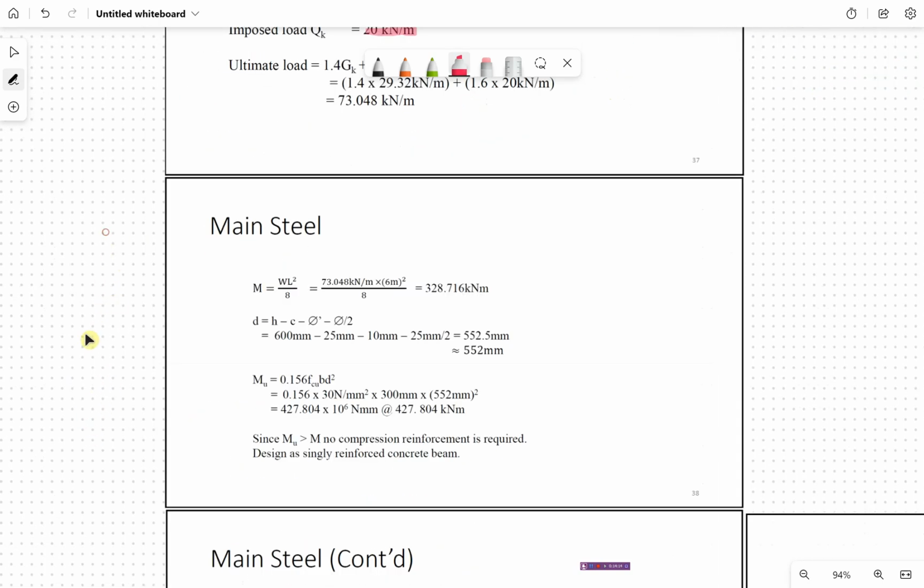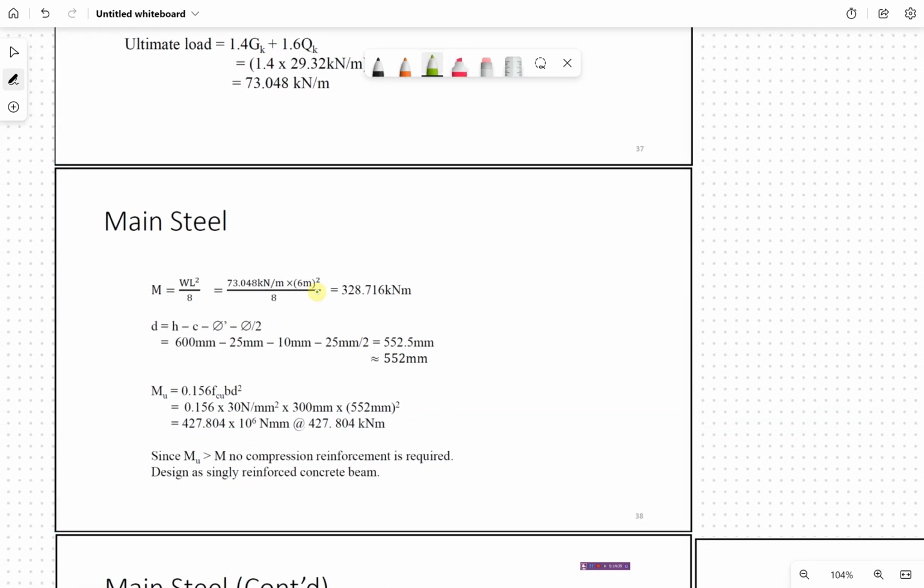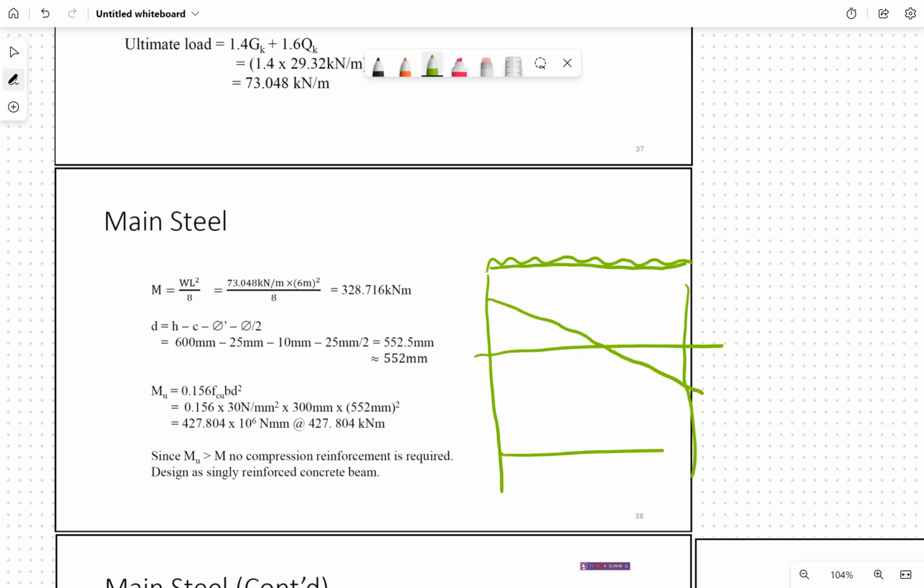Next, we go to the main steel. This is where we are going to design the main reinforcement ataupun bending reinforcement. M equal to WL square over 8. This is formula yang I rasa I dah explain in timber beam design, whereby if you have any UDL along the length of the beam, therefore when you draw the SFD, you will get something like this, and the BMD will get something like this. And this is the maximum value M max, which is this one lah.